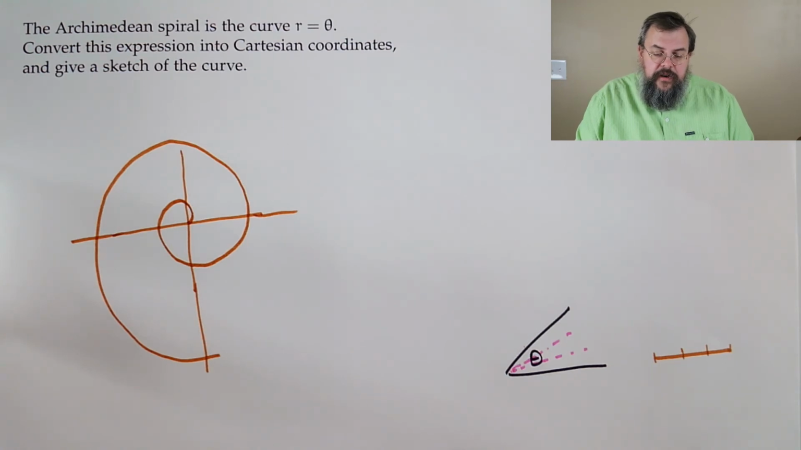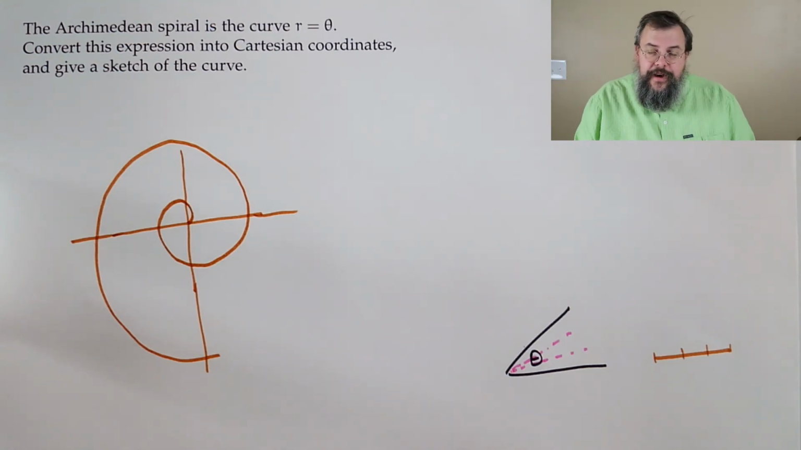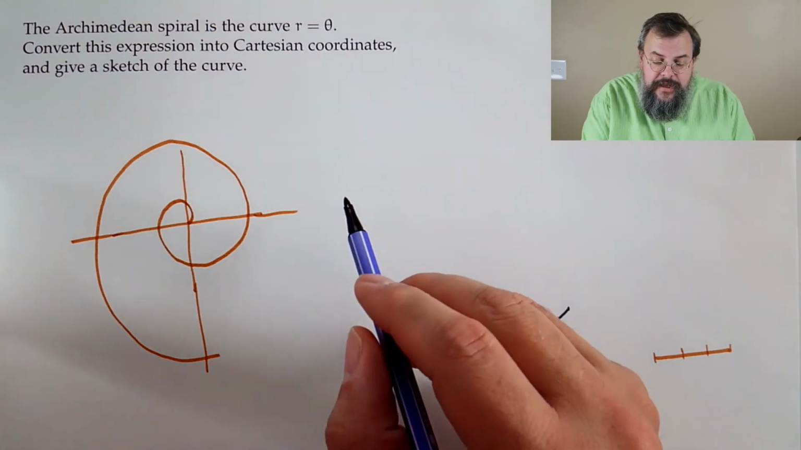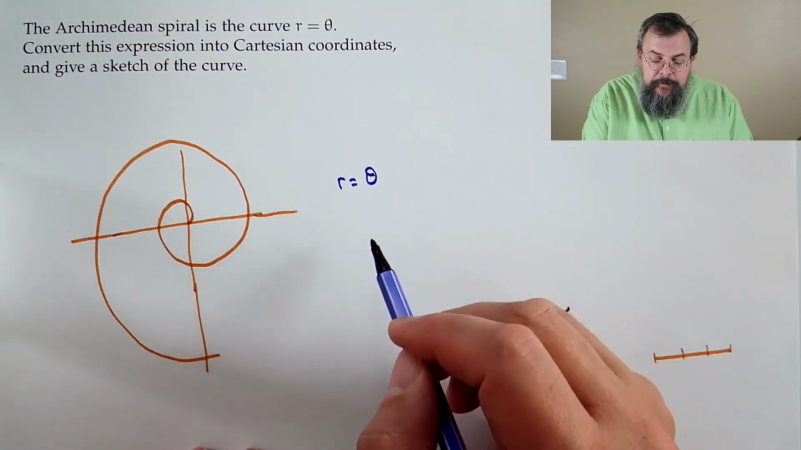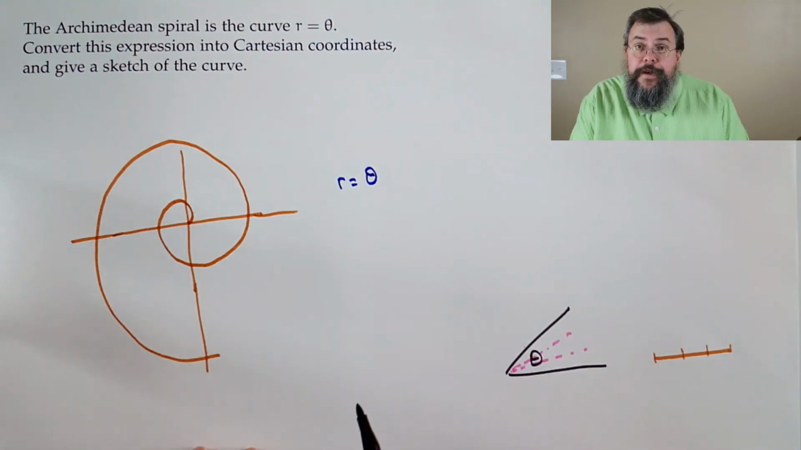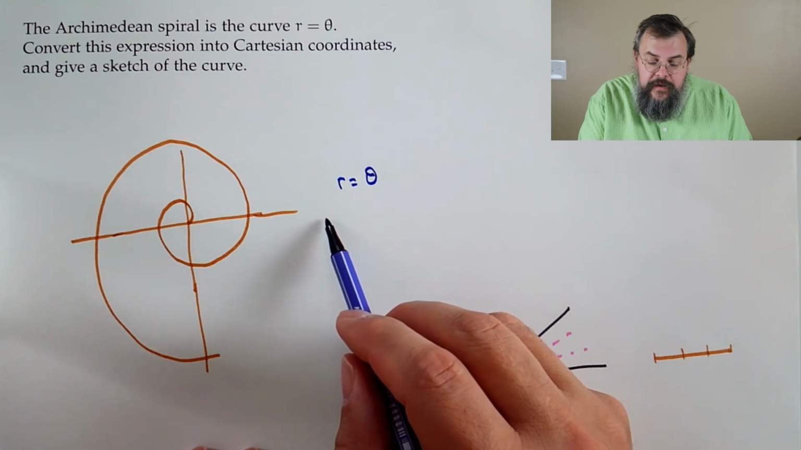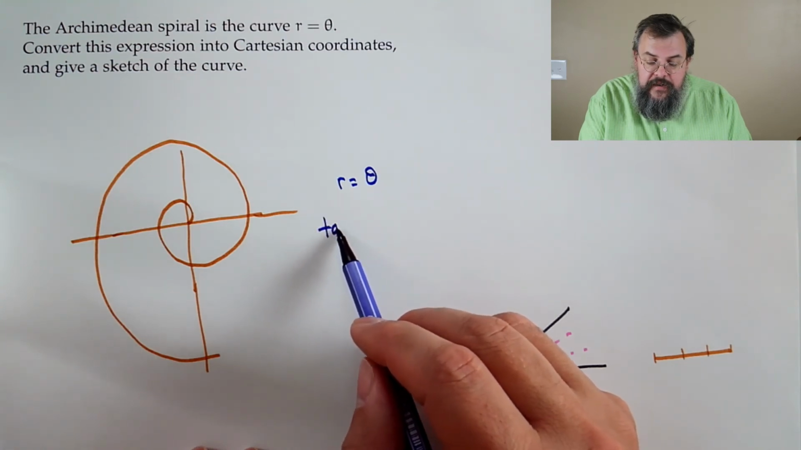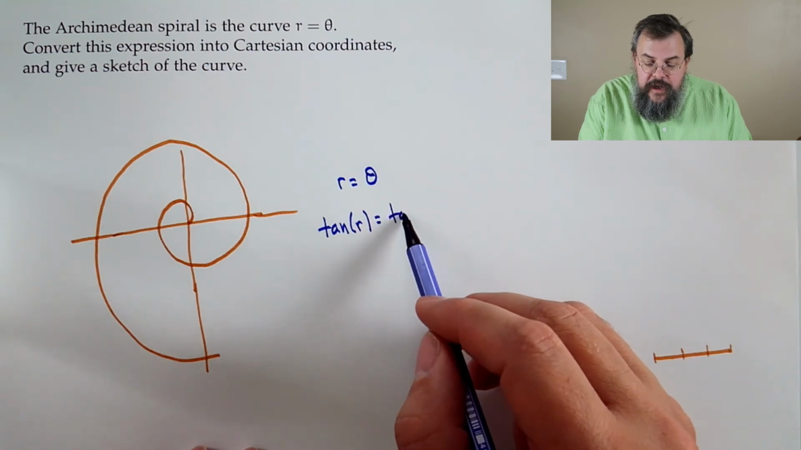Now, you might say, okay, kind of a fun picture. How does this translate into our Cartesian coordinates? Well, let's think about what we have. R equals theta. And what can we do? Well, one thing we can do is we could take the tangent of both sides. So tangent of r is equal to tangent of theta.